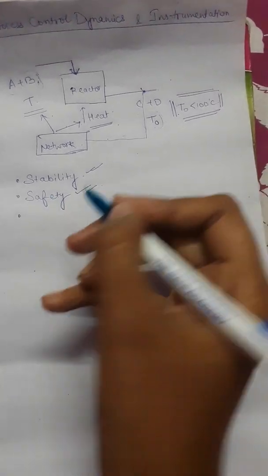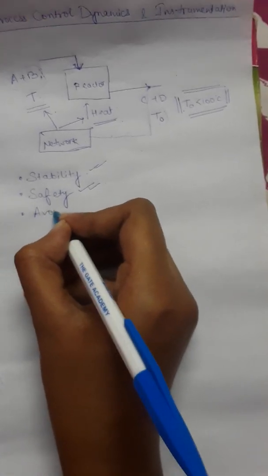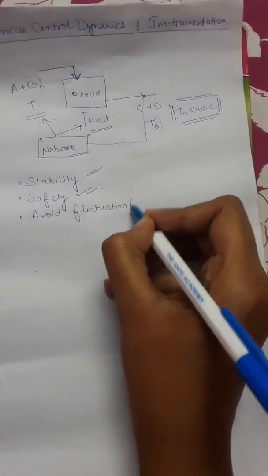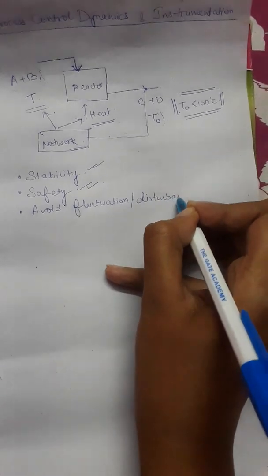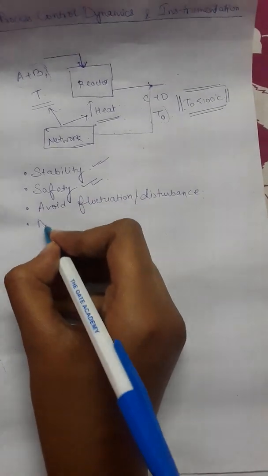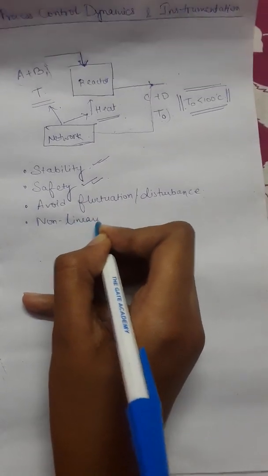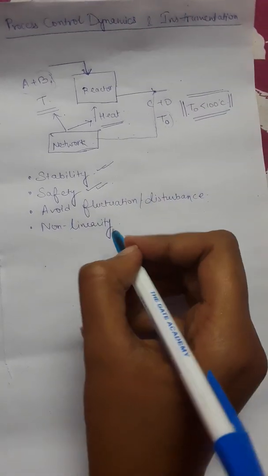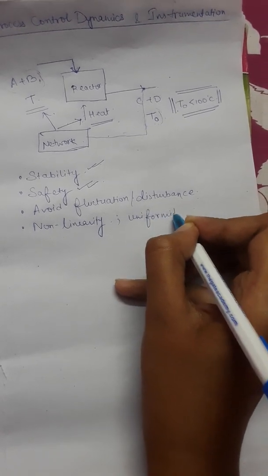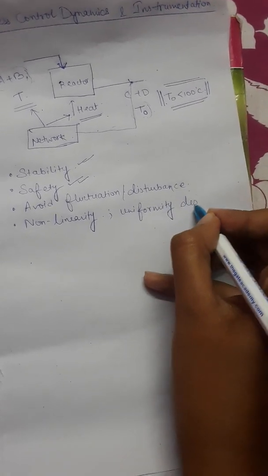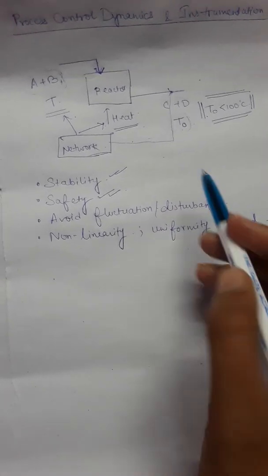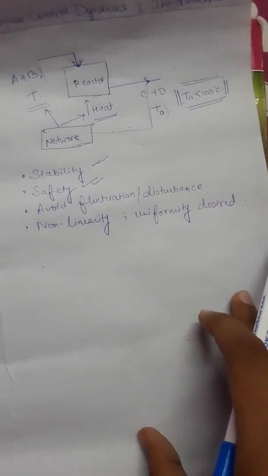Then the other possible reasons could be to avoid any fluctuation or disturbance to a process. And the other reason could be to overcome any kind of non-linearity. Say a process which occurs in a very stable manner or in a very uniform manner, that can be monitored easily. So we do not want any non-linearity, the process should be uniform. So that is why this process control dynamics comes into play.